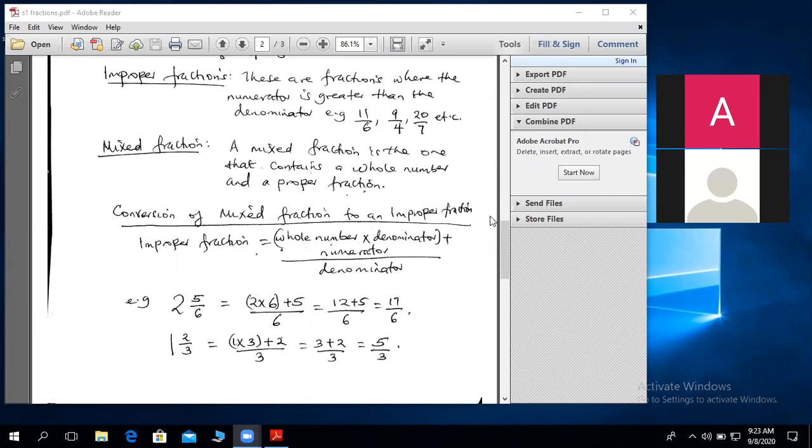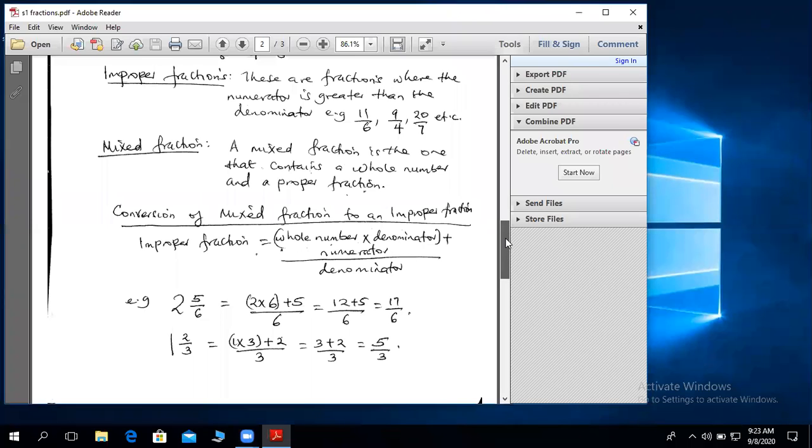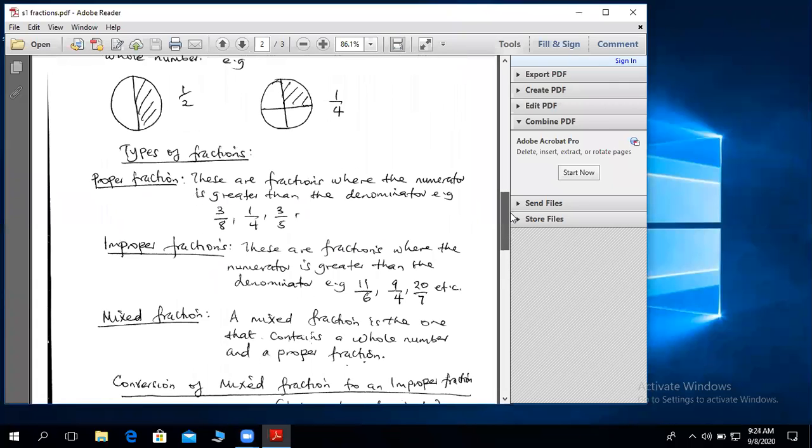Excuse me, teacher. Yes, please. Teacher, you said on proper fractions that a numerator is greater than the denominator. Even on improper fractions, a numerator is also greater than the denominator.